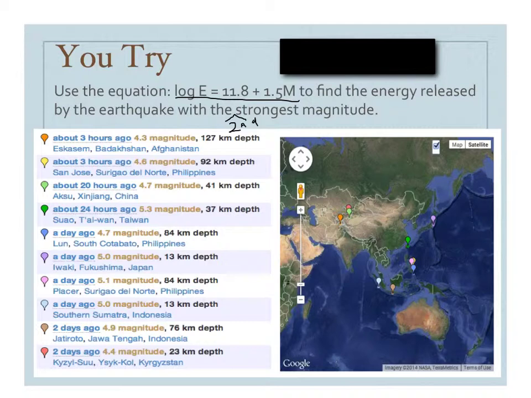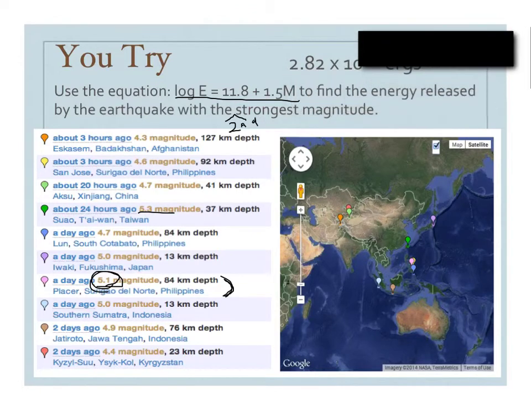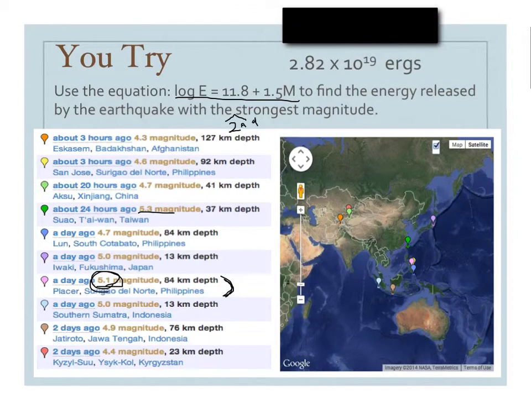Okay, well, if you use this formula, you should have seen that the second strongest is actually this one right here, because it has a 5.1 magnitude on the Richter scale. This was the first one, but we'll use this one. And if you calculate it using this formula right here, you should see that the answer is 2.82 times 10 to the 19 ergs. So that's the amount of energy released by this earthquake in the Philippines.